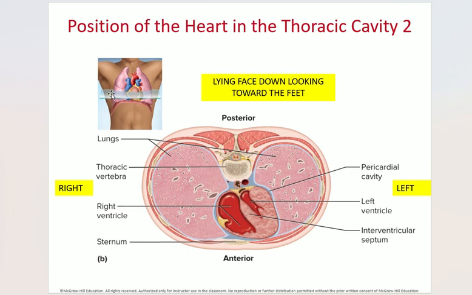Another trick is to always look at the reference image. So that's this image right here. And then you can figure out kind of which section of the body you're looking at. So if you ever have to label something like this, usually there's going to be a reference image involved. So just keep that in mind.